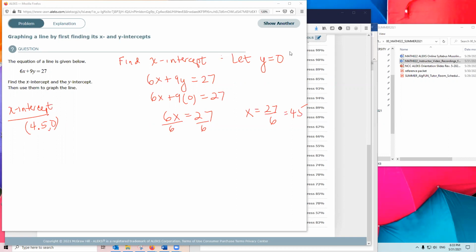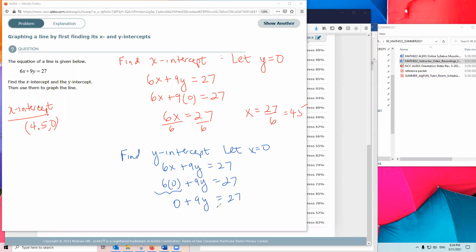All right, let's find the y-intercept. To find the y-intercept, you let x equal 0. I'm going to go back to that equation and replace x with 0. But of course, 6 times 0 is just 0, and 0 plus 9y is just 9y. Divide both sides by 9. I'm getting that y equals 3. So x equals 0, y equals 3. The y-intercept is (0, 3).